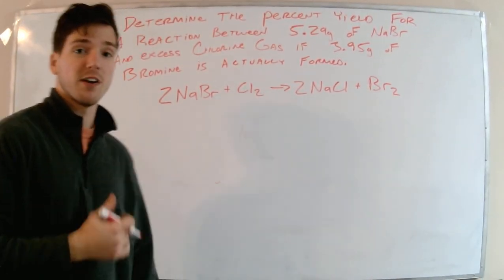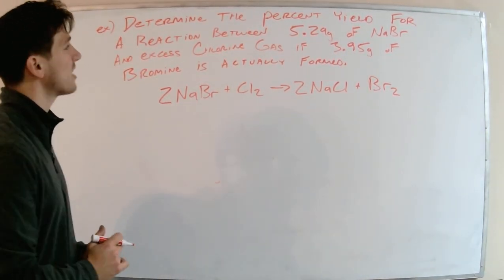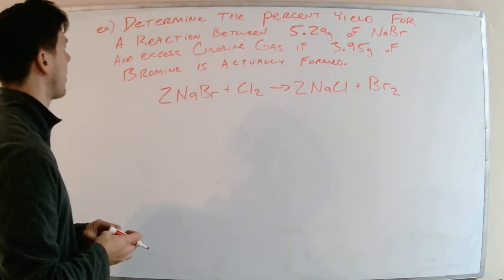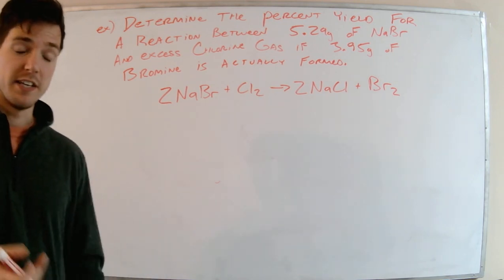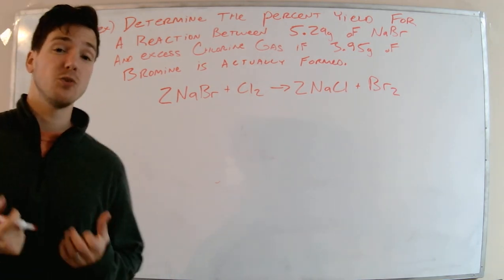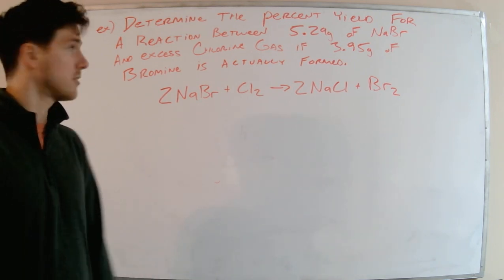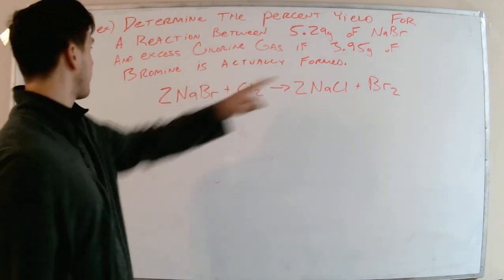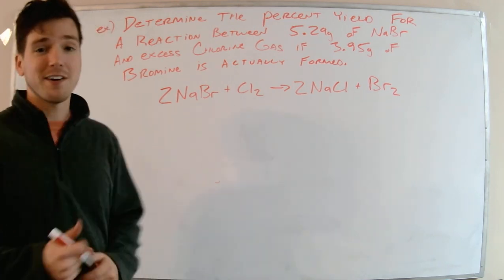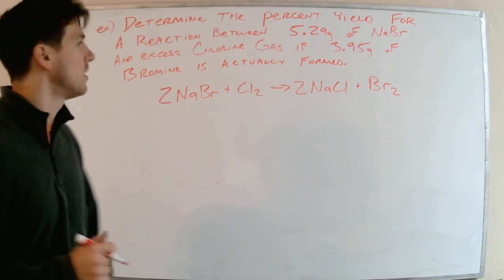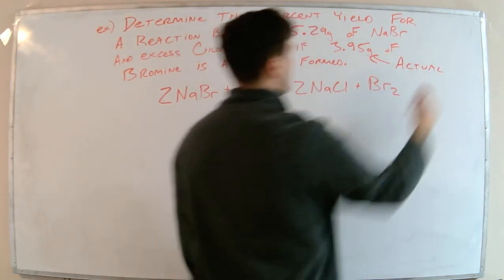Next example for us, it says determine the percent yield. Okay, we know what we're doing right off the bat, percent yield, for a reaction between 5.29 grams of NaBr and excess chlorine gas if 3.95 grams of bromine is actually formed. So again, percent yield, the thing I like to do right off the bat is figure out my actual. My actual is a product. And what it says is that 3.95 grams of bromine is actually formed. I pretty much just threw it right in your face. Actually formed, actual yield. So this 3.95 is our actual, and it was of bromine.